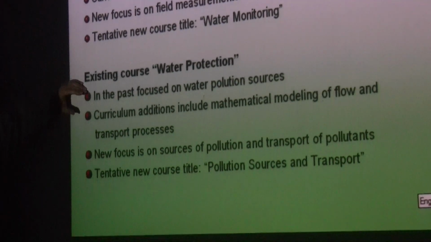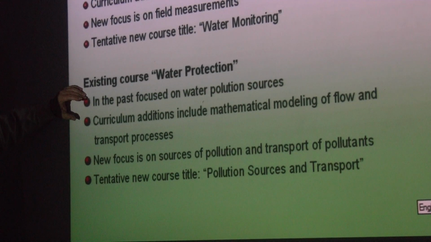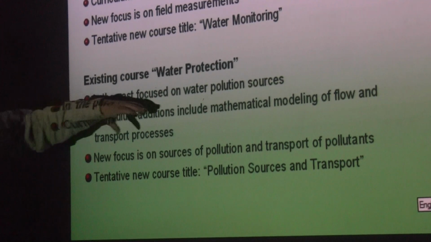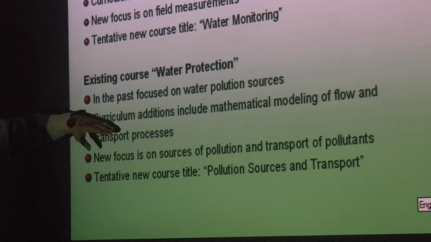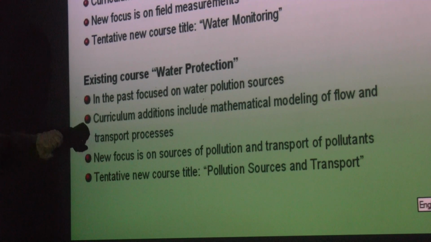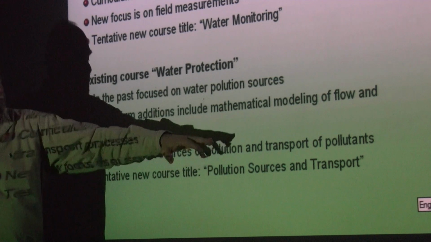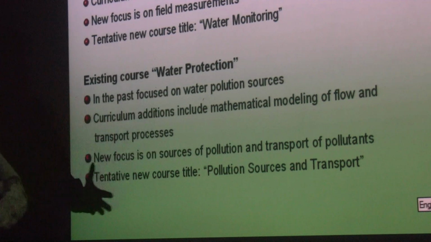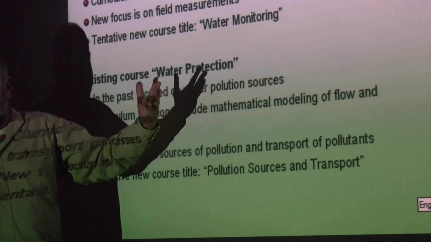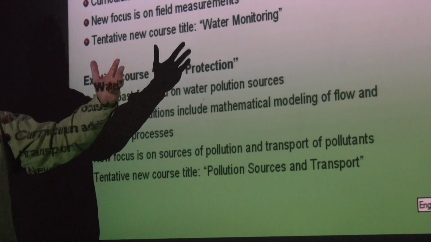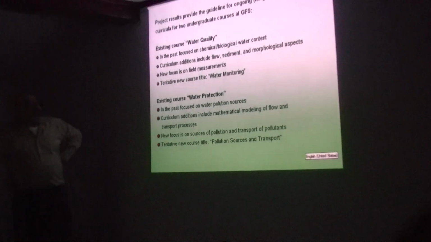And there is also an idea for the existing course water protection, which mostly talks about pollution, water pollution sources, etc. Add to it mathematical modeling of flow and transport processes. And we are not looking only at pollution sources, we are looking at sources of pollution and transport of pollutants, or fate of pollutants, what happens with them when they come to the water. Tentative title, doesn't matter: pollution sources and transport or something like that.